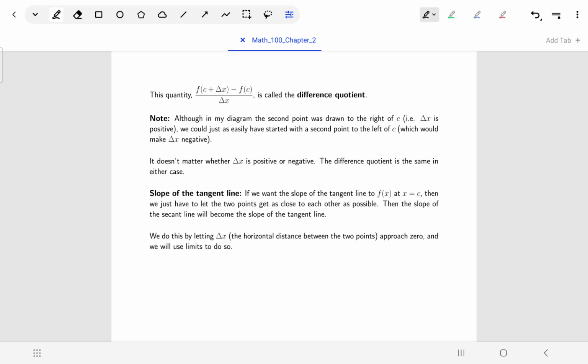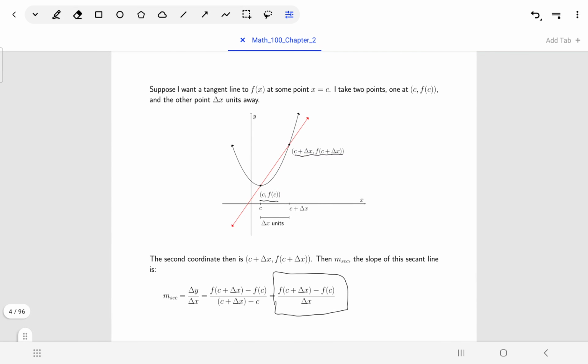Number one, in my drawing, I drew it so that delta x, that distance, was a positive distance, and so that my second point was to the right of the first one. But I could have just as easily had my second point be somewhere to the left. In other words, delta x would have been a negative number. And I could do the same sort of an idea of start with a secant line and then let my two points get as close to each other as possible.